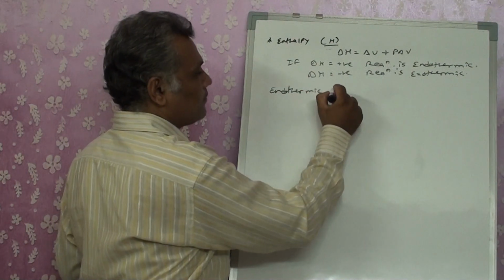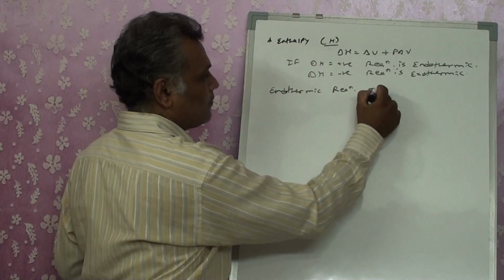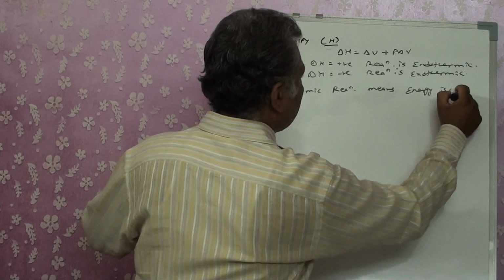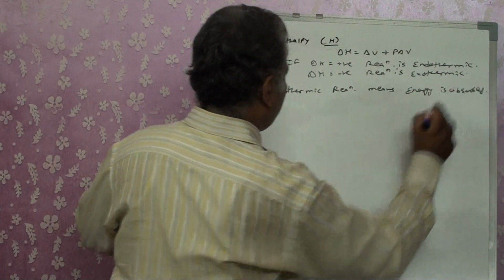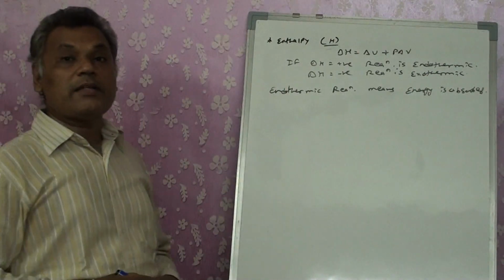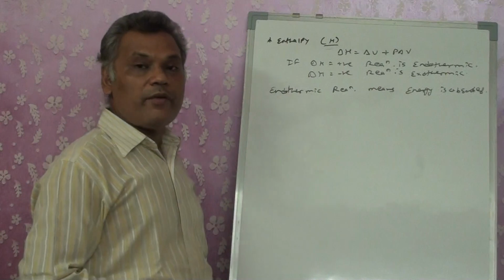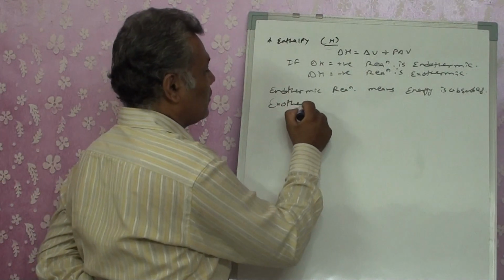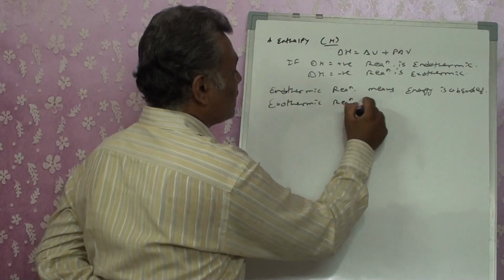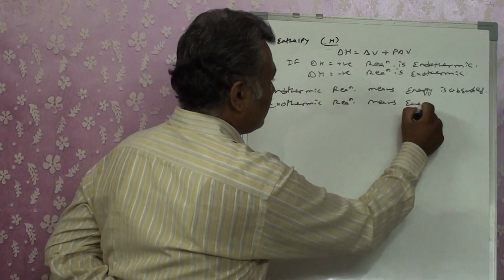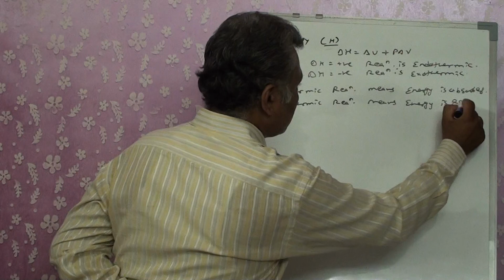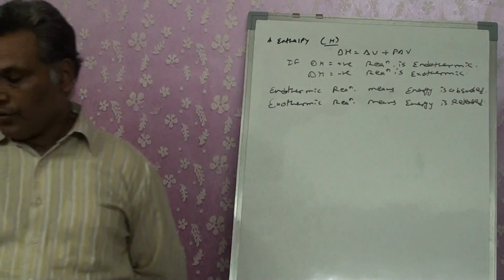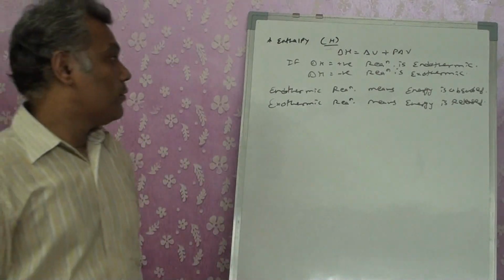Endothermic means energy is absorbed. Right? Now if energy is absorbed, that means the reactant will be having higher energy than the product. And exothermic reaction means energy is released. Right? So we are going to also get these equations that are to be used.